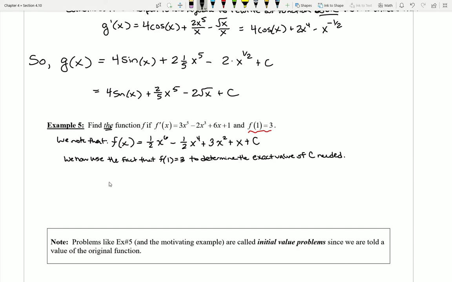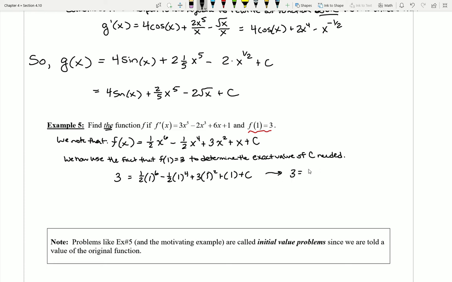I note that if I was to write down my function here with a 1 plugged in, that would look like 1/2 times 1 to the 6th, and a 1/2 times 1 to the 4th, plus a 3 times a 1 squared, plus a 1 plus a c. That's what it looks like if I plug in the value of 1. And of course, when I do this, I'm told that all of this should actually turn into the value of 3. So notice that when I make this replacement then, I actually only have now an equation with 1 unknown. The value of c is the only thing that is a mystery. So let's try to simplify this down.